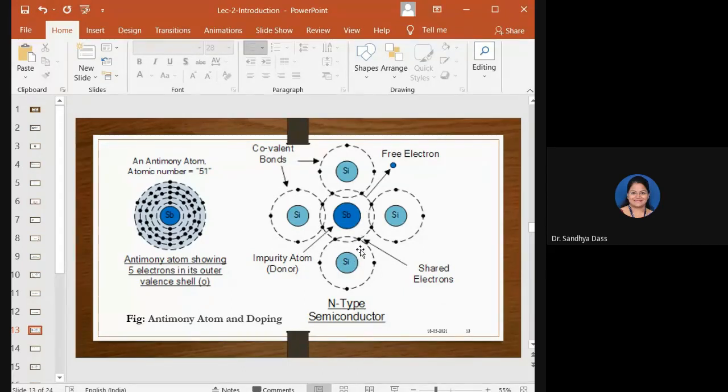But this action still leaves an extra electron, right, floating around the doped crystal, making it negatively charged. Then a semiconductor material is called N-type when its donor density is greater than its acceptor density. In other words, it has more electrons than holes, thereby creating a negative pole, as shown here.